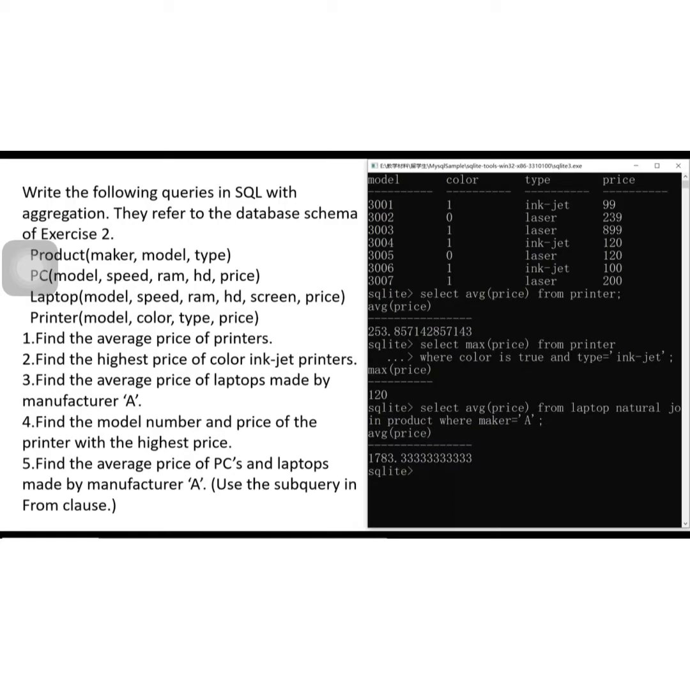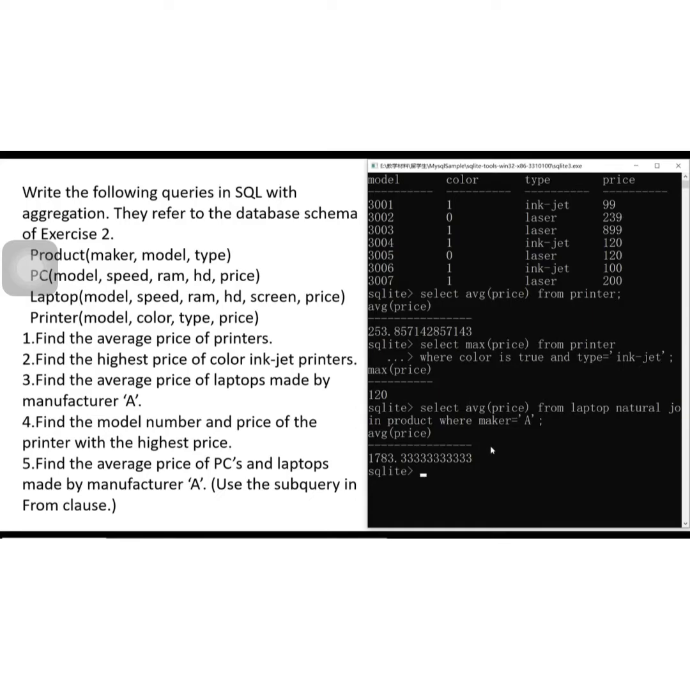First, for this SQL sentence, SQLite will do the natural join between laptop and product, and then filter the tuples in the result. Keep the tuples with maker is A in the result, and then compute the average of price.